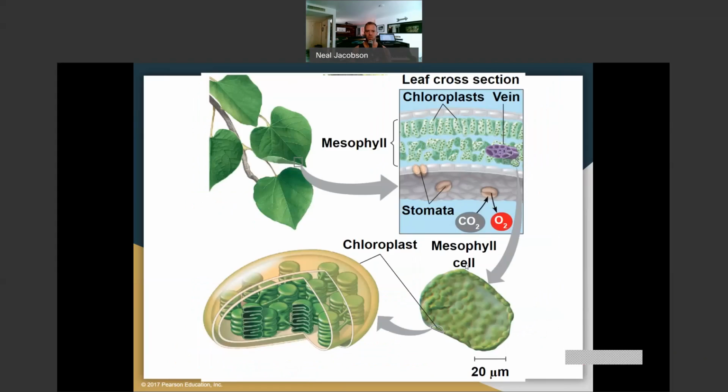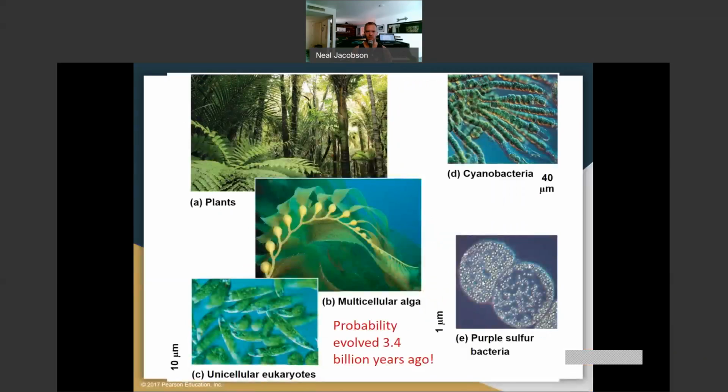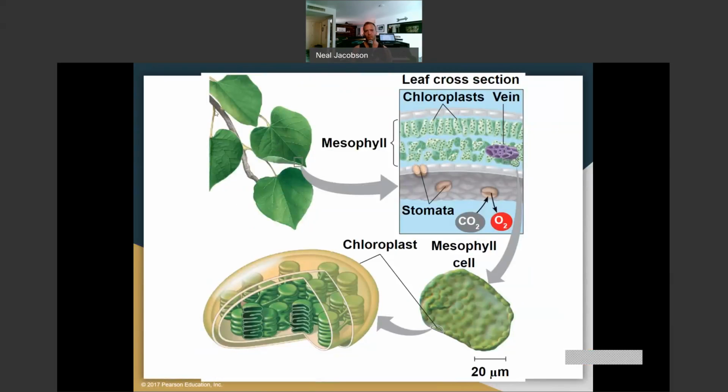Okay, so let's take a look at the anatomy of a plant leaf. So if we take a look at the plant leaf and we cut a cross section, let me get my pointer out. If I take a cross section of the leaf and I look at the top side of the leaf and the bottom side of the leaf, what I can see is that there's a lot of these palisade cells that have these organelles called chloroplasts inside of them.